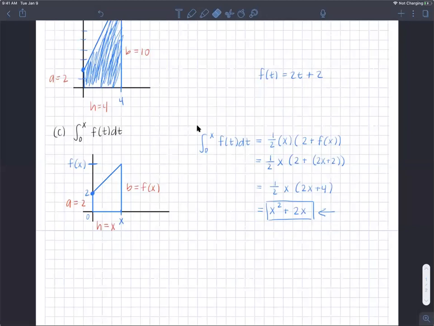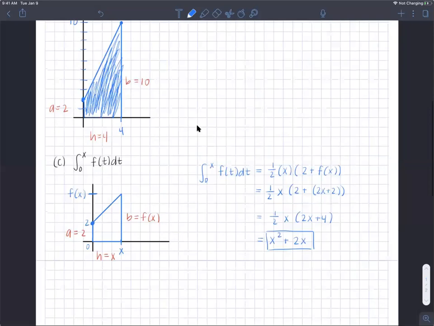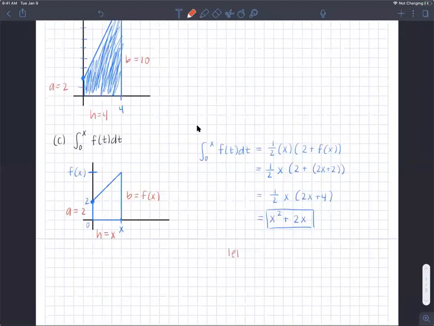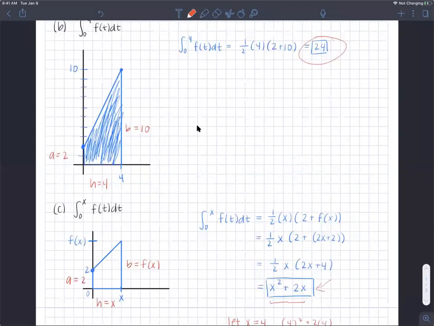But are there any questions about either parts A, B, or C? So parts A and B were with specific numbers, and then C was a generalization of A and B, with whatever number that you put in there. So if I let x equal 4, then I should get 24 by plugging this in here. And so you get 4 squared plus 2 times 4, which is 16 plus 8, which does give you the 24 that we found above. So this now works for any value of x that we want it to. Are there any questions about that?